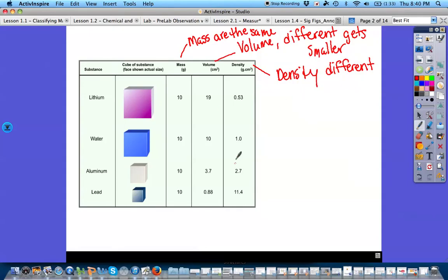When you have the same mass but different densities, you also are going to have different volumes. So density is essentially the amount of stuff that can be fit within a certain amount of space. The space that 10 grams of each of these substances takes up is a different amount of space.